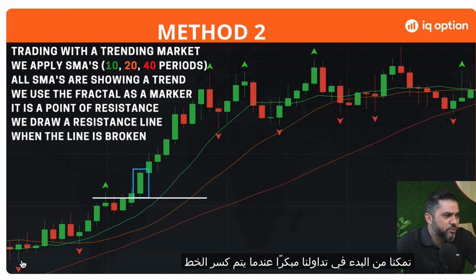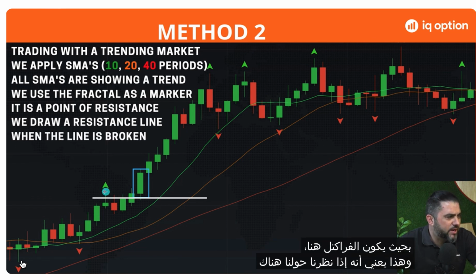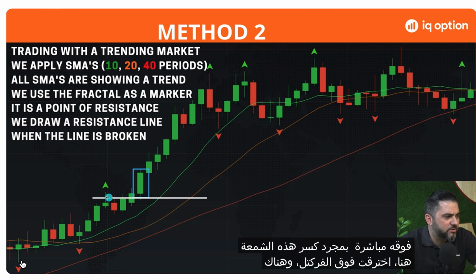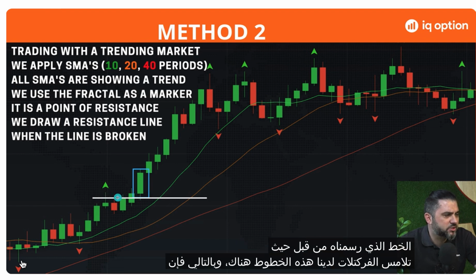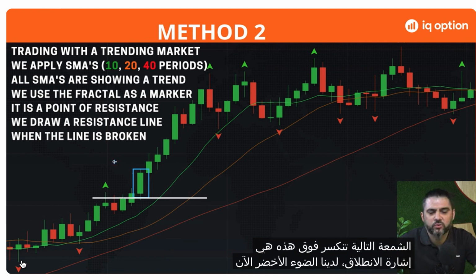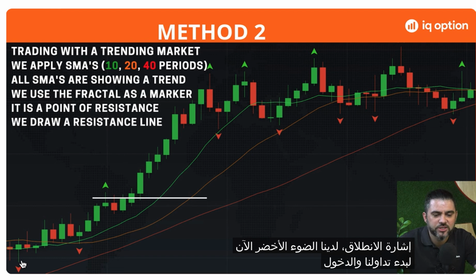When the line is broken, so the fractal was here, this means that if we look around there, just above it, once it breaks this candle here, it broke above the fractal, there's the line we drew from before with our fractals, touching these lines there. So the next candle breaks above, this is our go signal. We have the green light now to go place our trade and get in the direction.